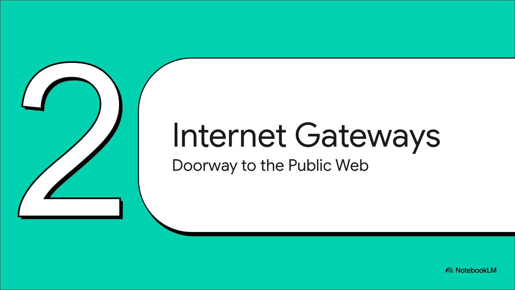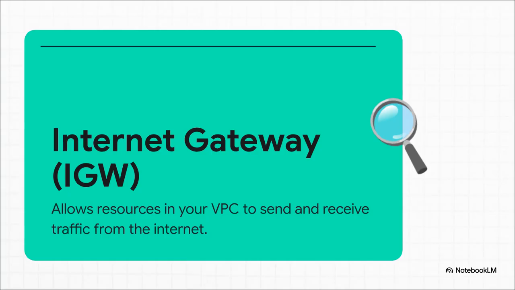So, you've built this perfectly isolated island in the cloud. That's fantastic for security, right? But what happens when you actually need to connect to the outside world? Let's talk about how we open the gates to the internet. The first and most common way to do this is with an Internet Gateway, or IGW. You can think of this as the main front door for your entire network.